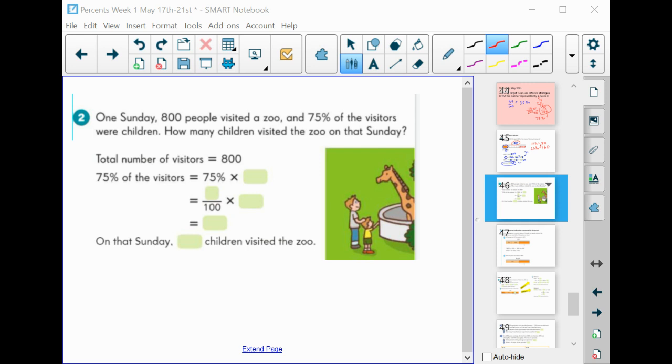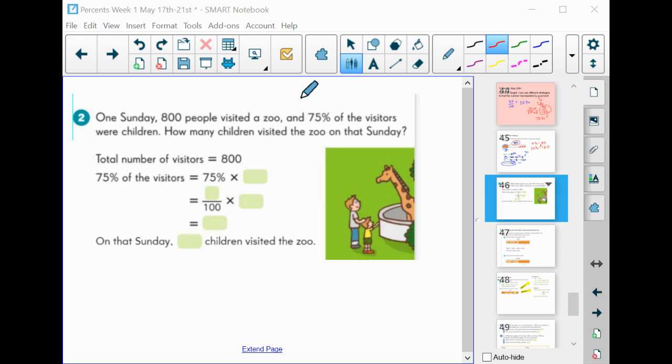We are going to read about a zoo. One Sunday, 800 people visited a zoo, and 75% of those visitors were children. How many children visited the zoo on that Sunday? Okay, so we have a total of 800 again. I don't know what's up with our math book picking 800. And now we're going to find 75%.